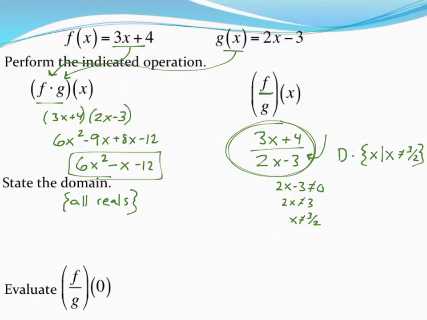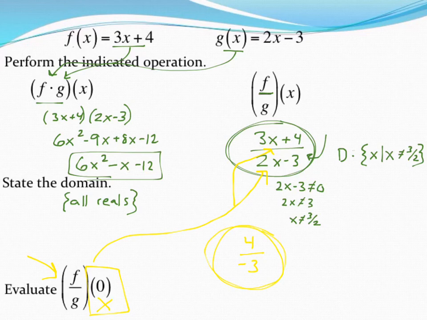Alright, and then once again they can ask us to evaluate. All they're saying is take the number they give you, and that's just the x value they want you to use. This time they're asking us to evaluate the division function. So here's my division function. Let's make both x's equal to 0, which makes that really easy to do in my head, since 3 times 0 is 0. The numerator is going to work out to be just 4, and the denominator is going to work out to be just -3. So when I evaluate this, when x is 0, I end up with an answer of -4/3.